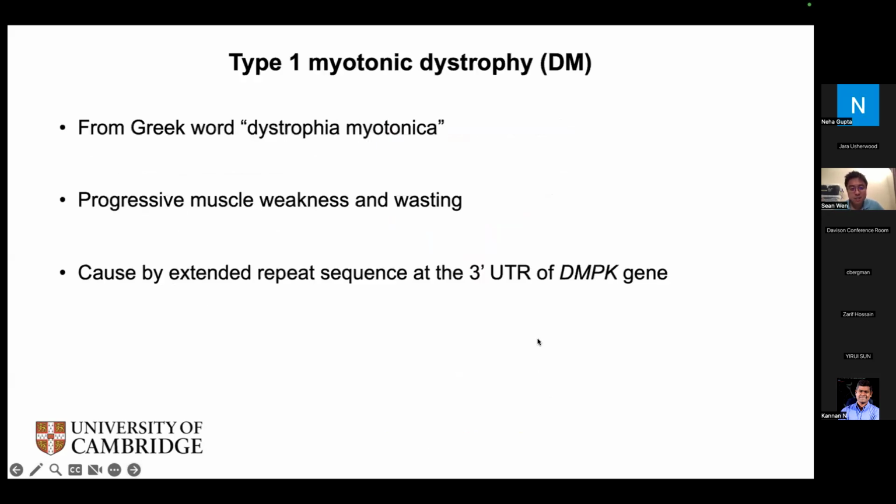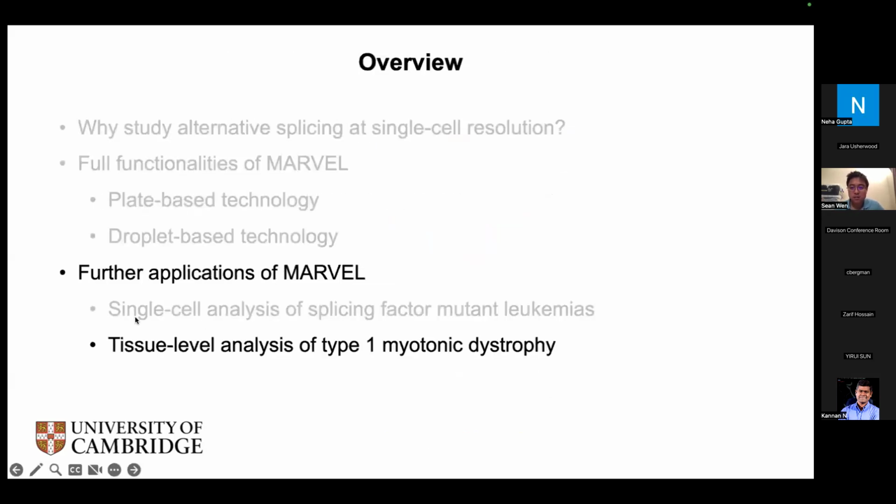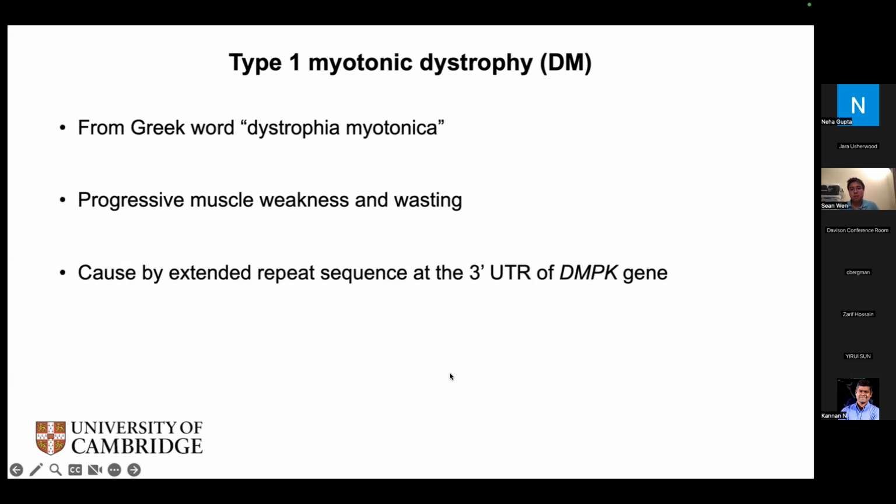And the last application that I'm going to show you is not single cell, but at the tissue level or bulk level. Over here, we've applied MARVEL to understand the biology of type 1 myotonic dystrophy. So what exactly is type 1 myotonic dystrophy? It's from the Greek word, well, I would attempt to pronounce it as dystrophia myotonica. Therefore, the acronym DM came from the Greek words. It is characterized by progressive muscle weakness and wasting, and it's typically caused by an extended repeat sequence at the end of the DMPK gene.